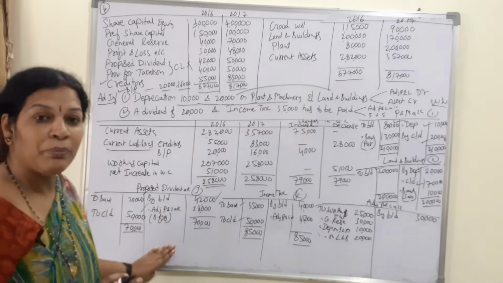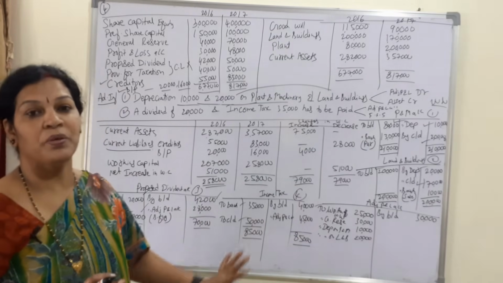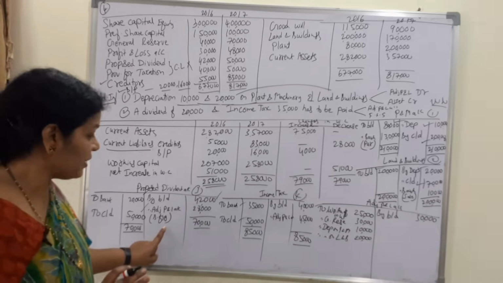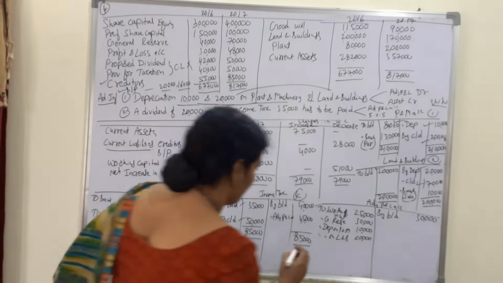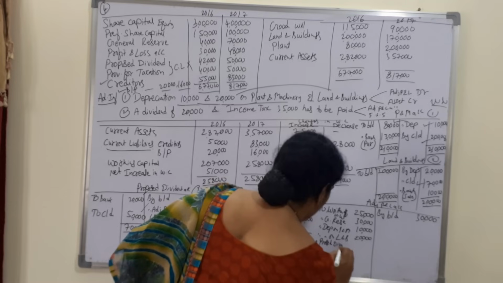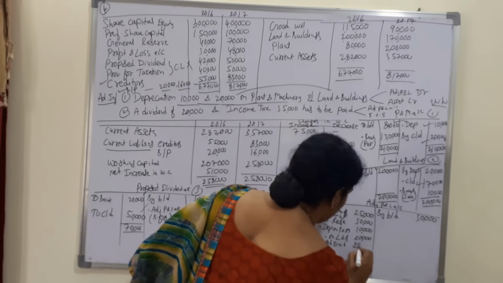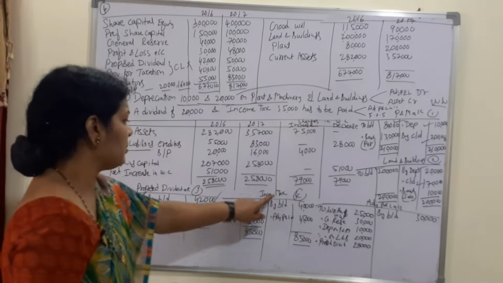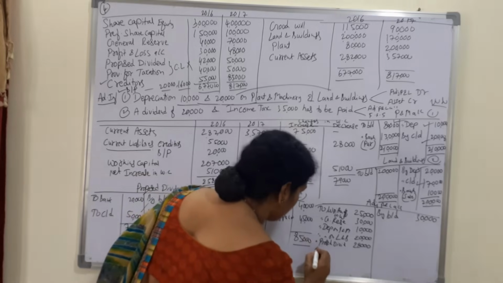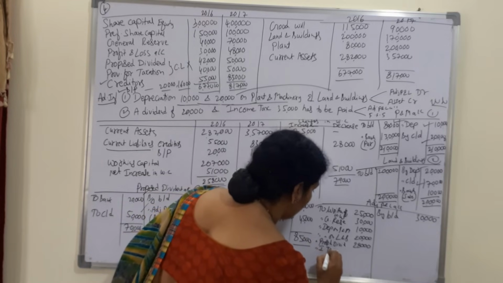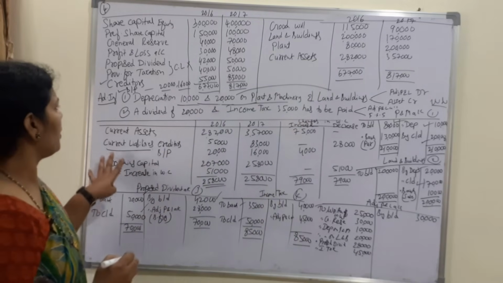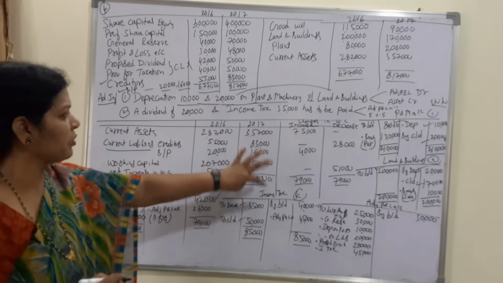Whatever balance we got, we are going to transfer to the adjusted P&L account. So how much is there for proposed dividend? 28,000, on the credit side. Credit there means debit here: proposed dividend 28,000. In the same way, income tax is 45,000, the balancing figure. Credit there means debit side here: income tax 45,000. Anything else to write? Depreciation, dividend and income tax we have taken.